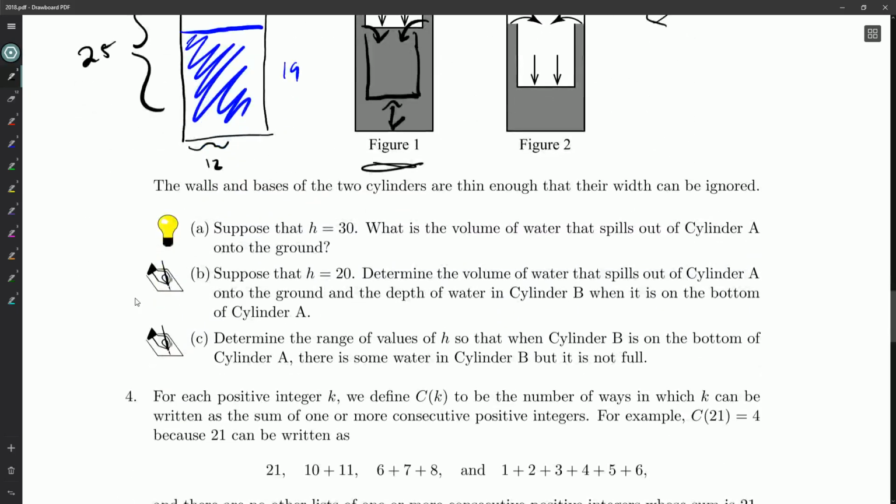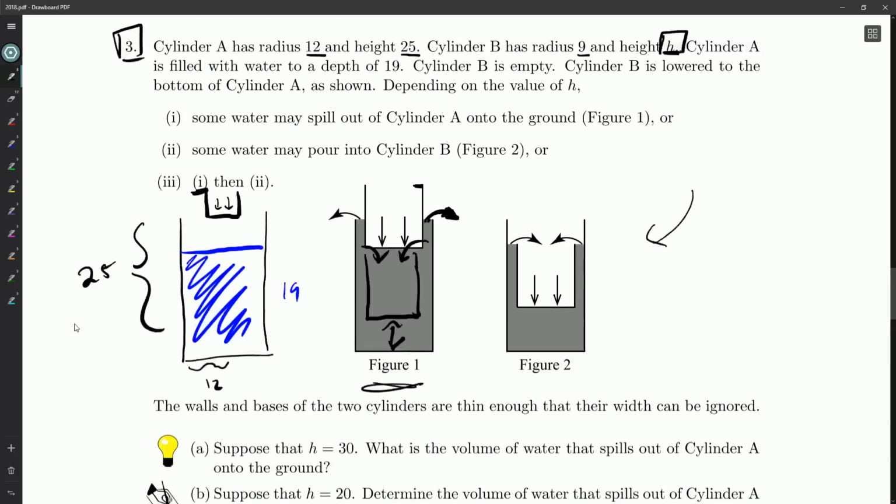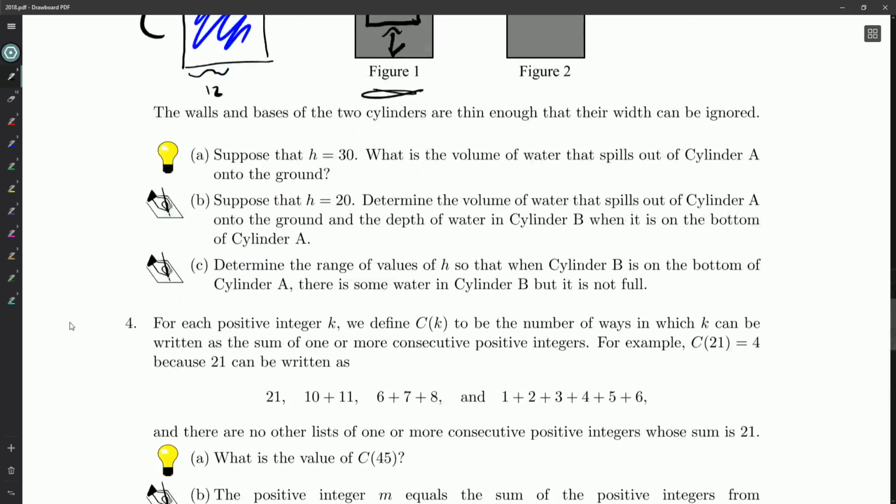The walls and bases of the two cylinders are thin enough that their width can be ignored. Good, so we don't have to worry about that. We can just calculate some volumes and talk about the fluid. It is water, right? Yeah, water. Okay, so we've got 3 parts to this question, a light bulb and 2 writtens. The light bulb asks, suppose that H, the height of cylinder B, is 30. What is the volume of water that spills out of cylinder A onto the ground?